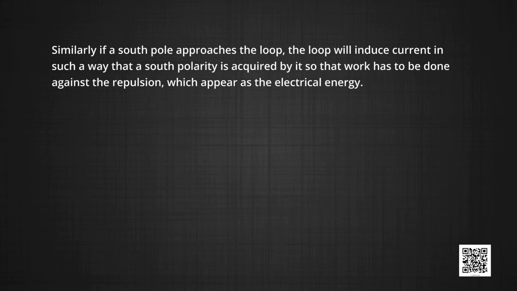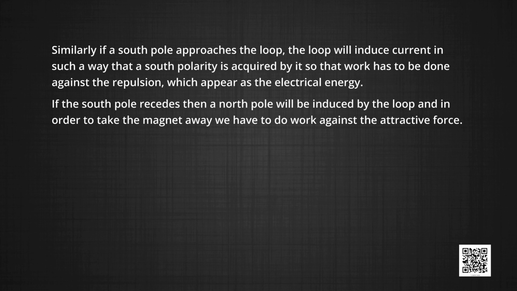Similarly, if a south pole approaches the loop, it will induce a current in such a way that a south polarity is acquired by it, so that the work has to be done against the repulsion, which appears as the electrical energy. If the south pole recedes, then a north pole will be induced by the loop, and in order to take the magnet away, we have to do the work against the attractive force.